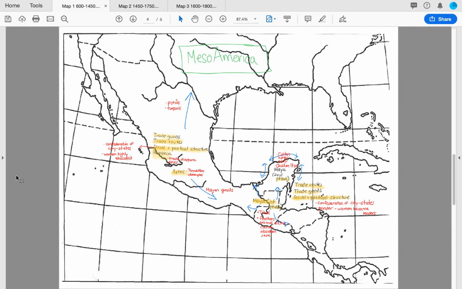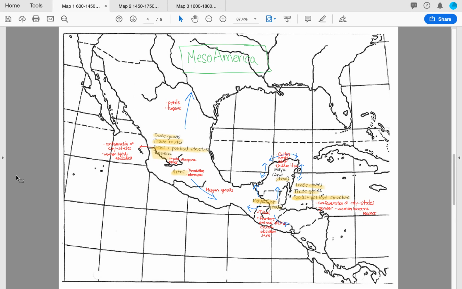Okay, for 600 to 1450, the first phase that we started off in world history studying, this is AP period 3, we have one more area of the world to discuss, and that's the Americas. So particularly we're going to look at Mesoamerica and then South America.